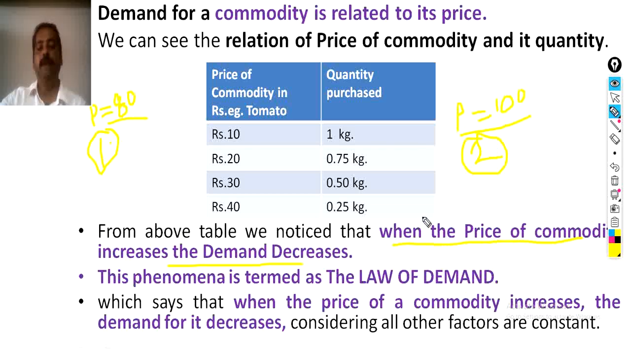To minimize expenditure, and this phenomenon is termed the law of demand. The law of demand says that when the price of a commodity increases, the demand for it decreases.